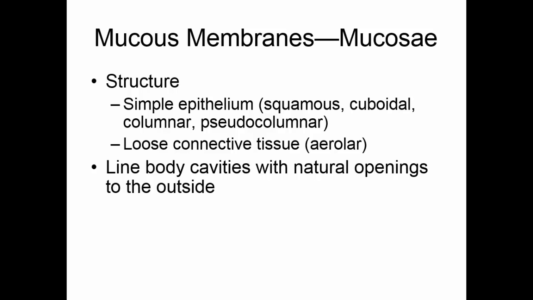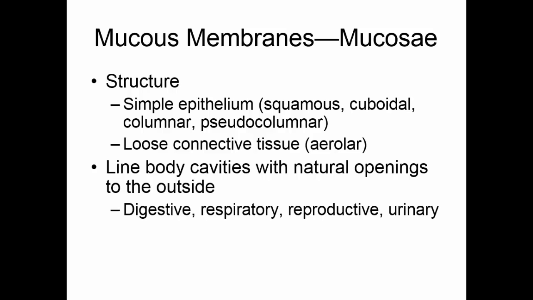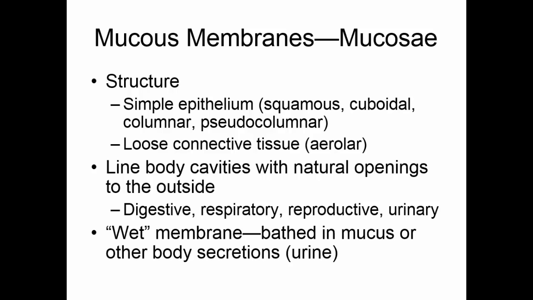We find this membrane lining body cavities that have natural openings to the outside. So your digestive system, respiratory system, reproductive system, and urinary system are all lined with mucous membranes. These are considered wet membranes. They secrete mucus, which keeps the membrane moist, and sometimes they are bathed in other body secretions, like urine in the urinary system or digestive juices in the digestive system.